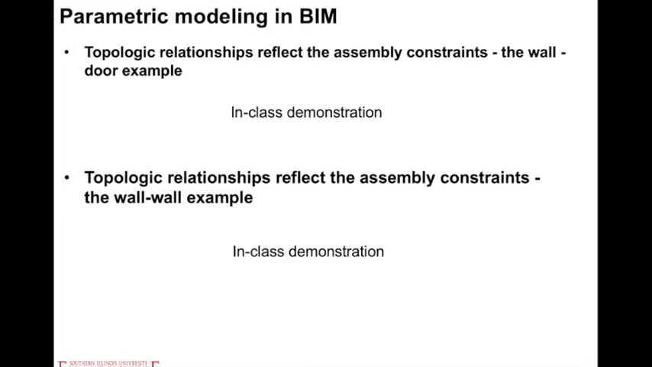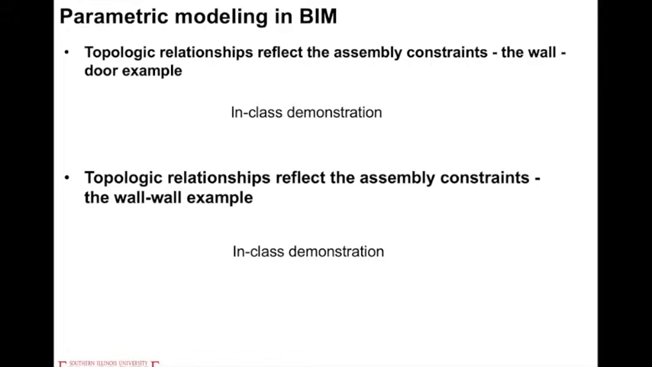Then the parametric modeling in BIM, I can give you some examples. The first example I already gave you in our lecture 1 is that parametric modeling has the topological relationship that can reflect assembly constraint. For example, you put a door into a wall, the wall can automatically measure the size of the door and open a hole or cut a hole to fit the door.